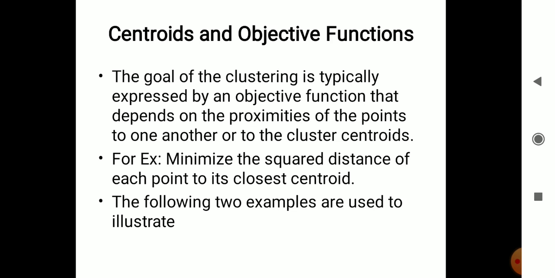As we have stated in the algorithm, we need to recompute the centroid of each cluster, since the centroid may vary depending on the proximity measure for the data and the goal of the clustering. Here, the main goal of clustering is typically expressed by an objective function.